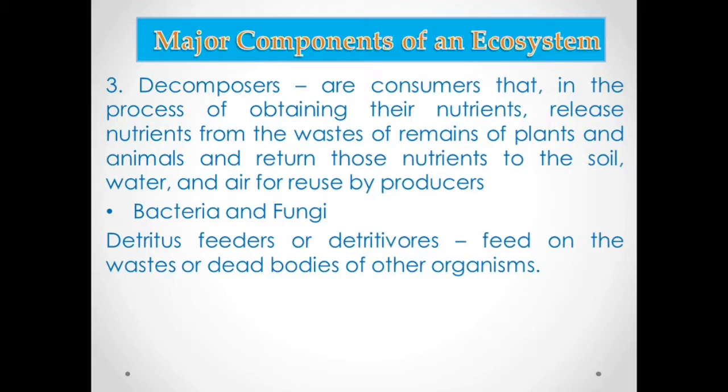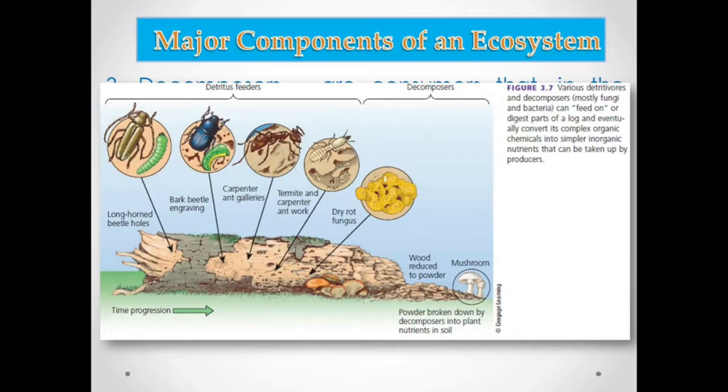Hordes of detritivores and decomposers can transform a fallen tree trunk into wood particles, and finally into simpler inorganic molecules that plants can absorb as nutrients. So they decompose this dead tree trunk into fine particles, which enable the plants in the surroundings to absorb them as nutrients or raw materials to grow, multiply, and reproduce.